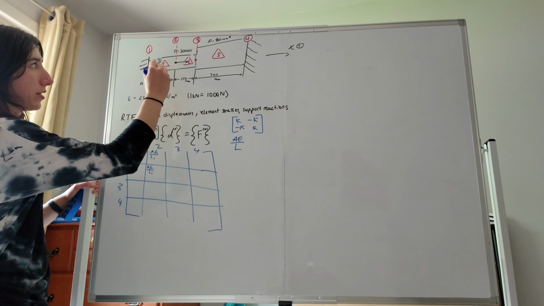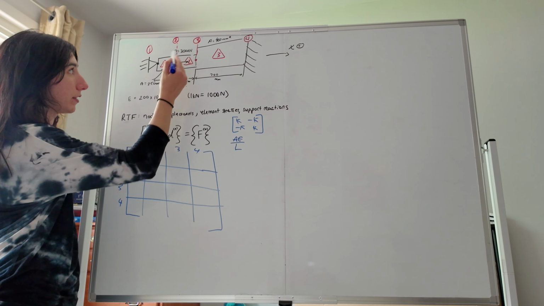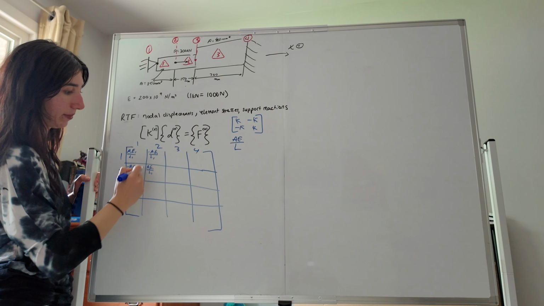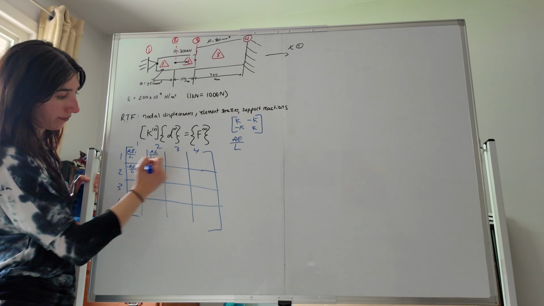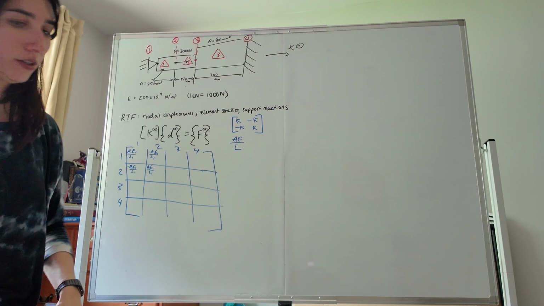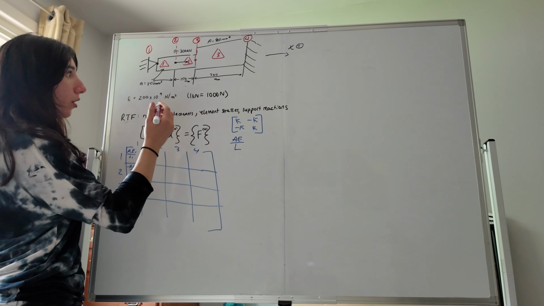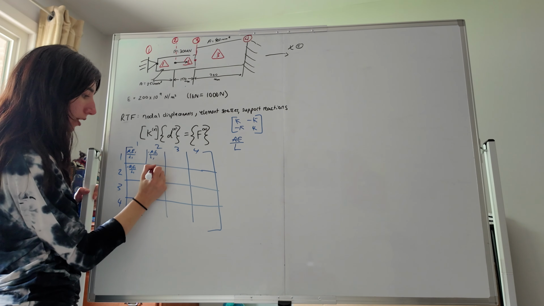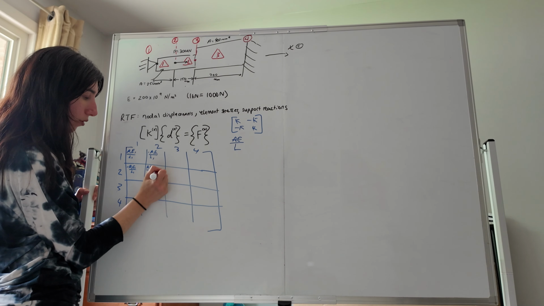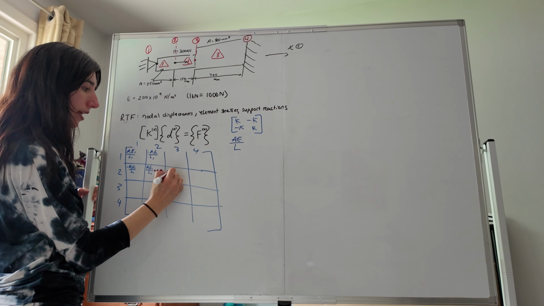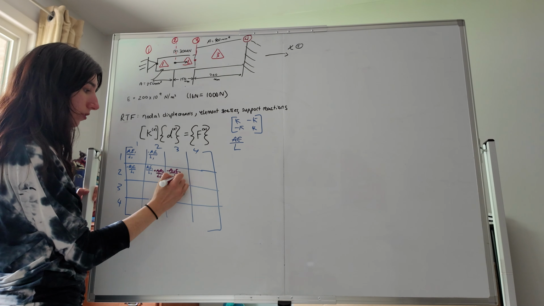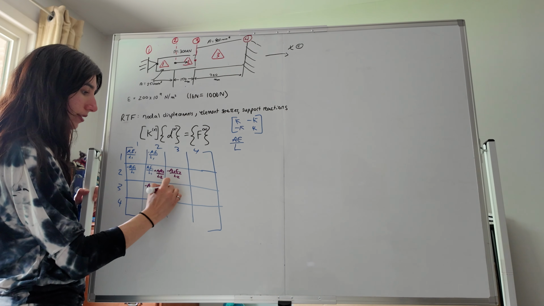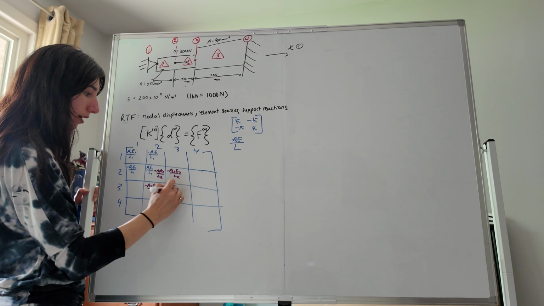Now moving on to the second element, this is the right-hand half of the first bar. It's in between node 2 and 3, so if you find 2 and 3, it's going to be in these 4 in the center of the stiffness matrix. So I will change colors. Because it's element 2, I'll name it A2, E2, L2. So plus A2 E2 over L2, minus A2 E2 over L2, minus A2 E2 over L2, plus A2 E2 over L2.